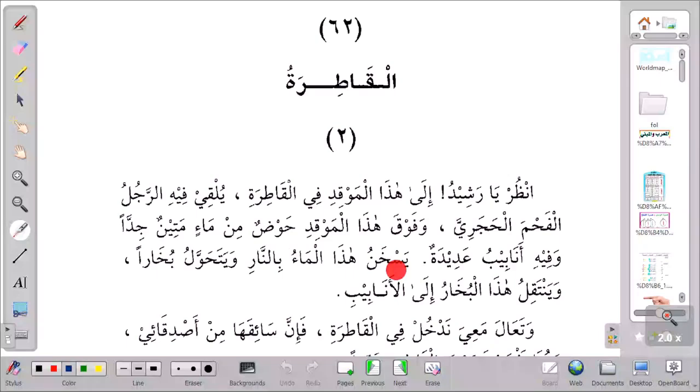Then he says that yakhunu hazal ma'u bin nar wa yatahawwalu buharan. This water is heated, bin nar, by the fire, wa yatahawwalu buharan, and it is converted to buhar, vapor. So the tank containing the water is above the fireplace, and as the fire is heating it, the tank has pipes, and then the water in it, of course, when it heats to a particular temperature, evaporates, and then the vapor, that's the buhar, passes through the anabib, the pipes. That's what he's saying.